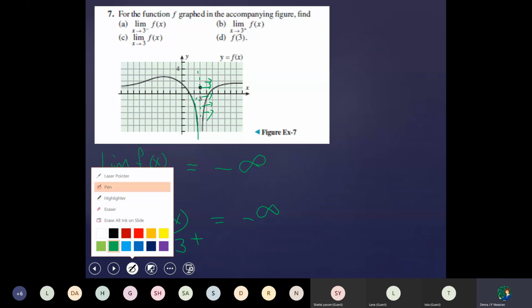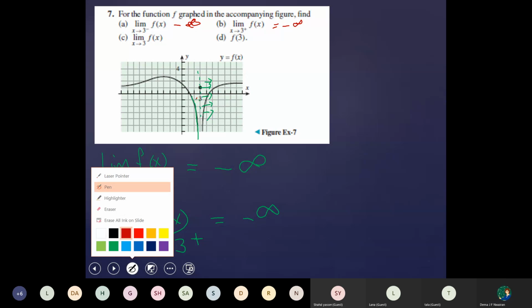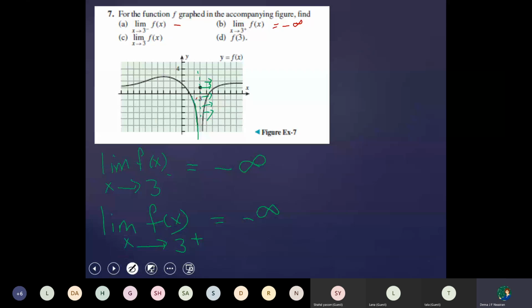Then he asked me, what is the limit of f of x when x approaches 3? Does the left equal the right? Yes. So the limit exists, and I will say that the limit of f of x when x approaches 3 is equal to negative infinity.